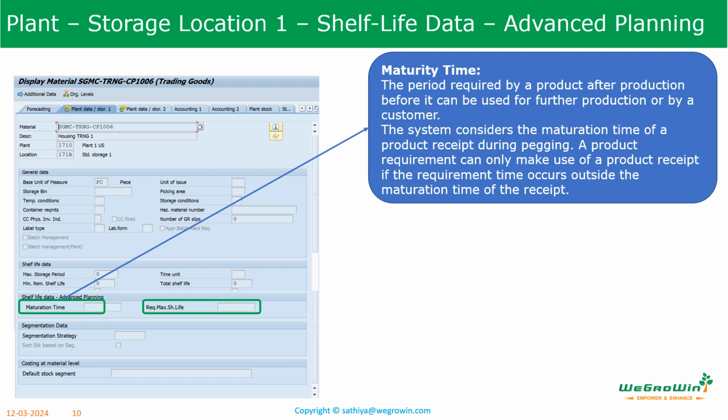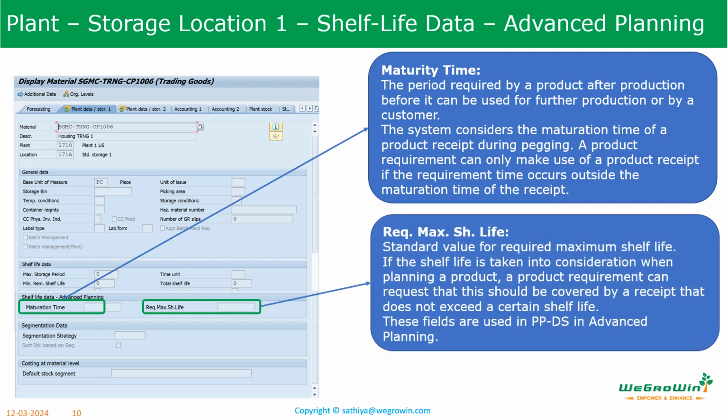Maturity time is the period required by a product after production before it can be used for further production or by a customer. The system considers the maturation time of a product received during pegging. A product requirement can only make use of a product received if the requirement time occurs outside the maturation time of the receipt. That is, only after it has matured can we use it. So accordingly, the system will only consider this as the requirement.